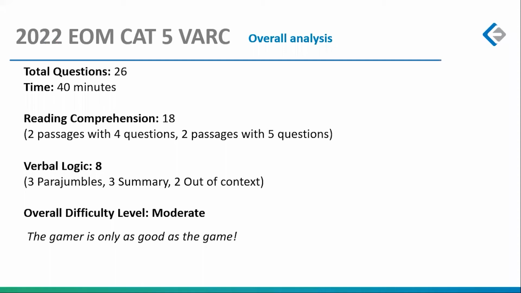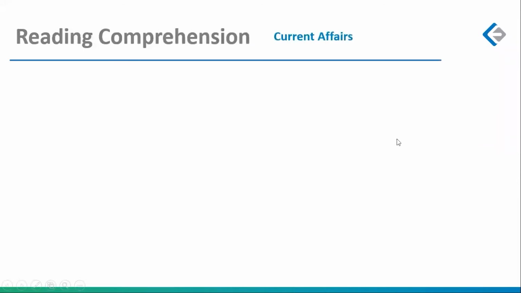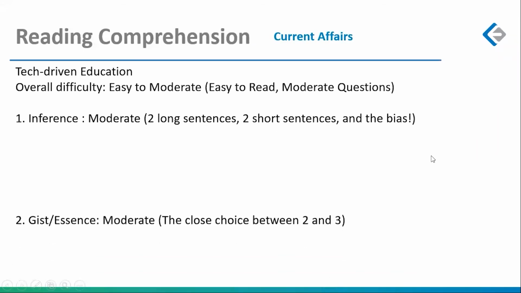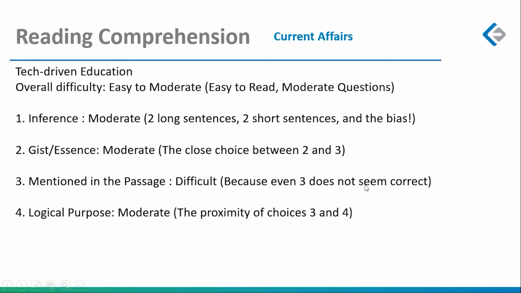And our tagline, our summary of this paper, is: the gamer is only as good as the game. The sentence means that if you come across something that you don't expect, how quickly do you adapt to the new format? That will decide whether you are a really good gamer or you are just someone who excels at whatever his familiar area is, but then struggles with everything else.